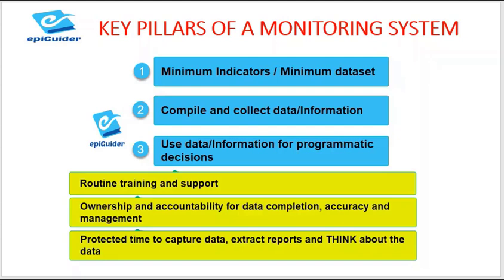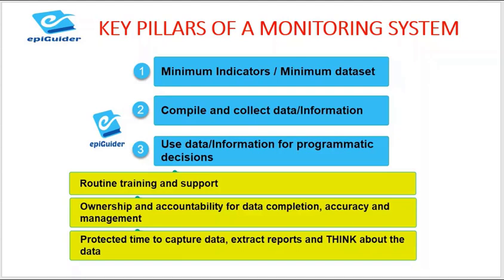The first pillar has to do with defining the minimum indicators or the minimum data set. To monitor our project, we will need to decide on the minimum indicators required to have a clear tracking of our project, and then make sure that we collect the information or the data we need to calculate these indicators. Indicators are generated based on program objectives.